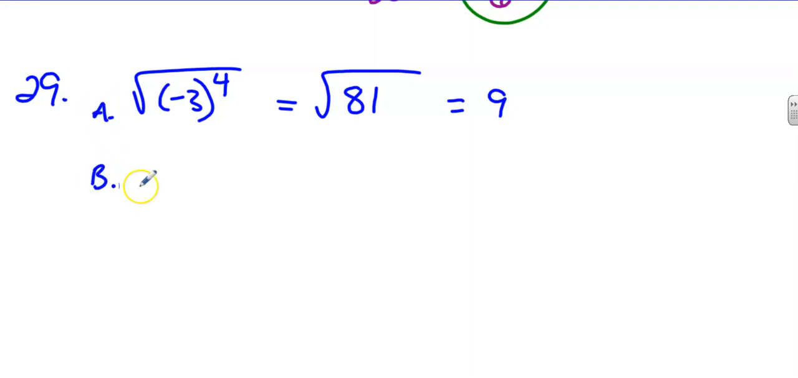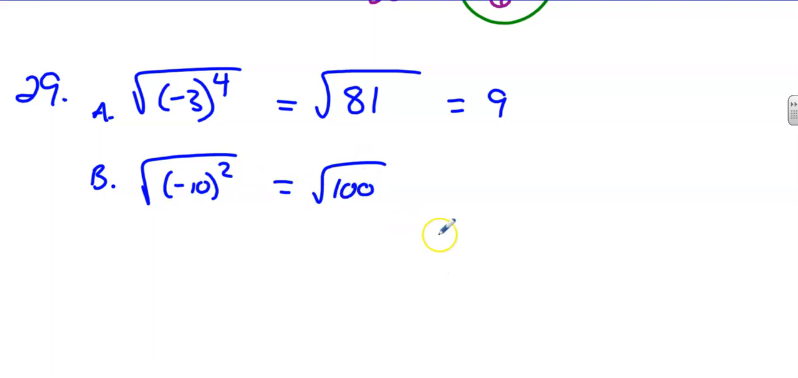Part B, basically the same thing. It's the square root of negative 10 squared. If you do negative 10 squared, that is 100. Square root of 100 is 10. 30.